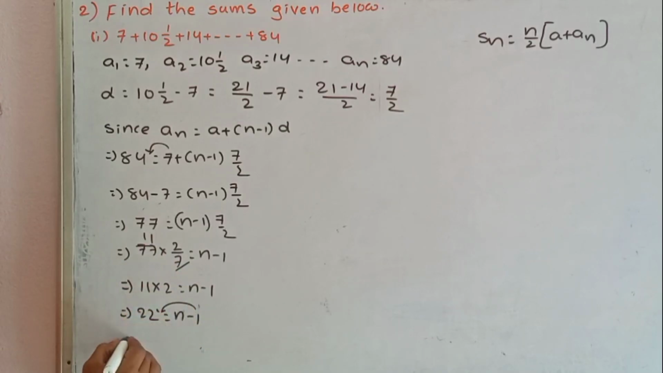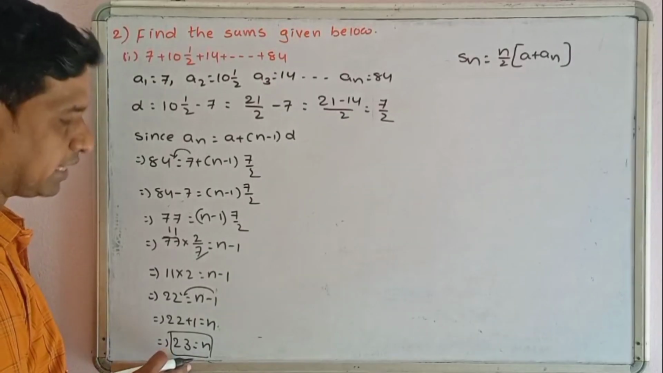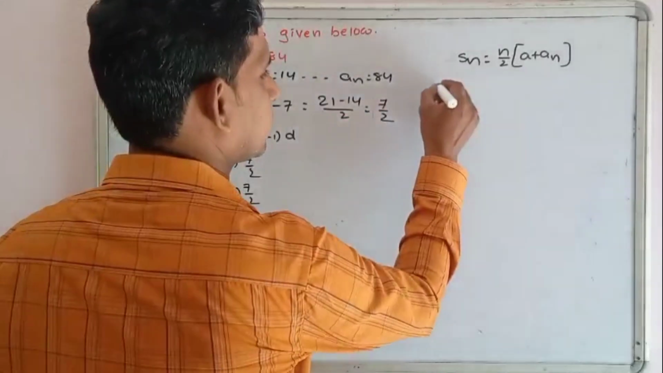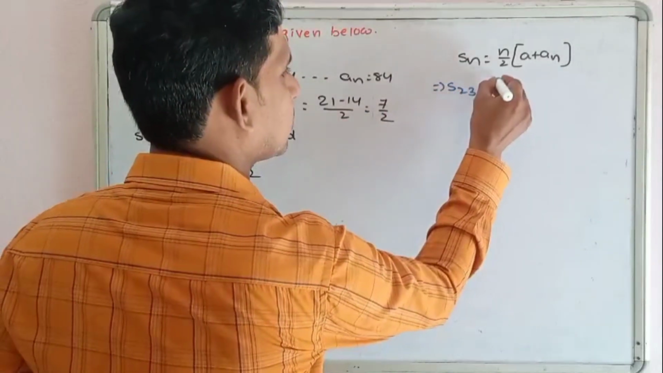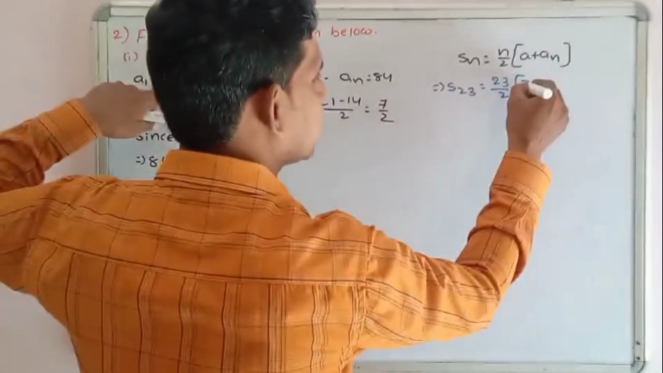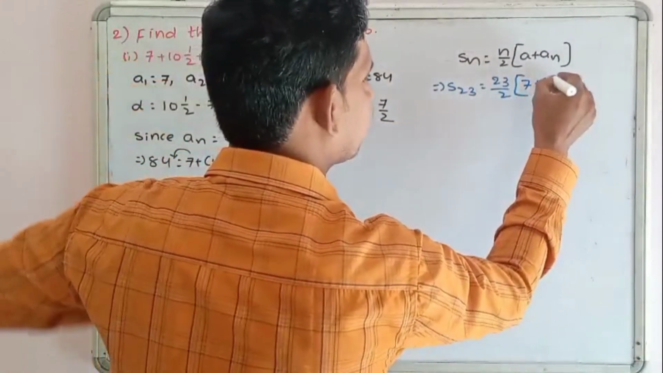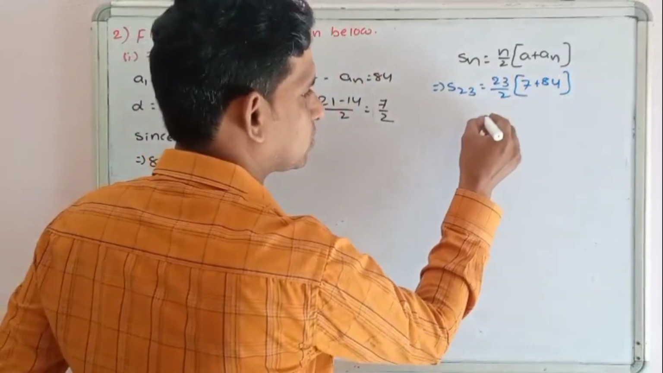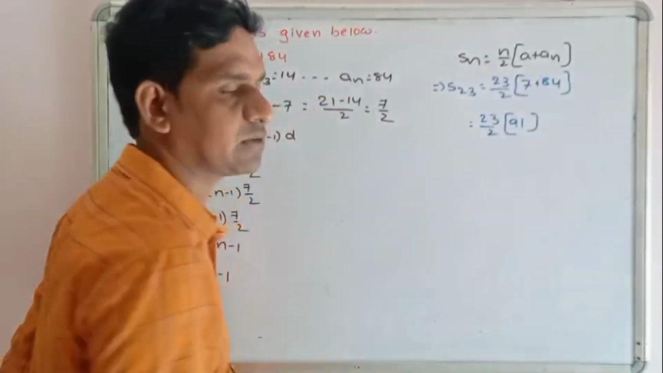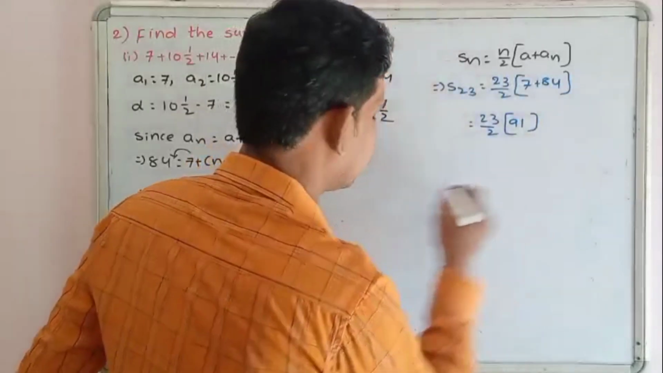Transposing minus 1 to the left side, 22 plus 1 equals n. So 23 equals n. The value of n is 23. Now n equals 23, so S23 equals 23 by 2 into (A value 7 plus An value 84). That equals 23 by 2 into 7 plus 84, which is 91. Now multiply 23 into 91.